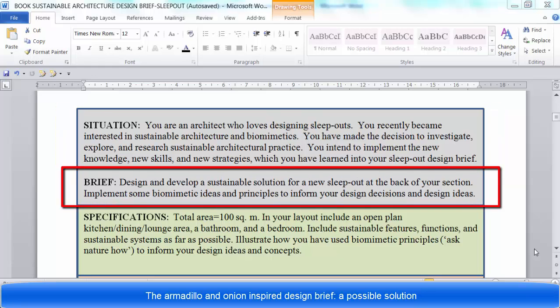Design and develop a sustainable solution for a new sleepout at the back of your section or anywhere in the world. Implement some biomimetic ideas and principles to inform your design decisions and design ideas.